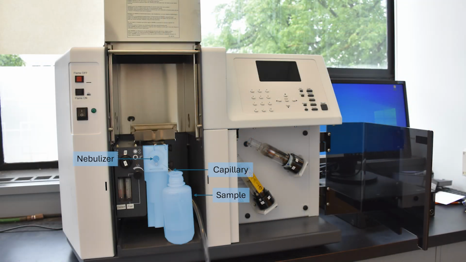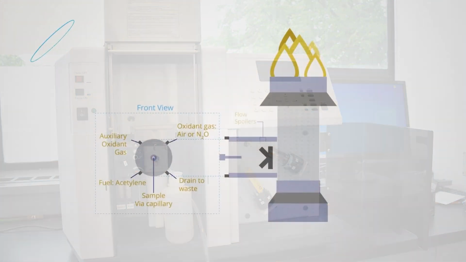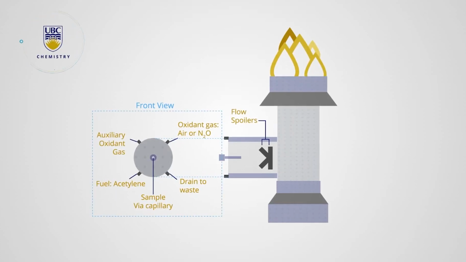The sample is introduced into the instrument through a capillary and is drawn in towards the nebulizer. In the nebulizer, the sample is mixed with a fast-moving flow of air and fuel to create an aerosol. Baffles in the nebulizer, which are also called flow spoilers, help to ensure complete mixing and remove the largest droplets of sample.